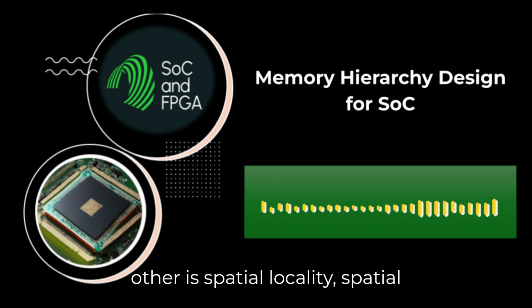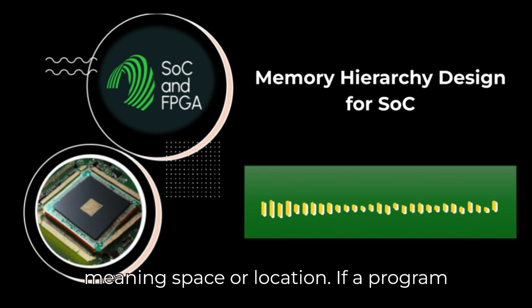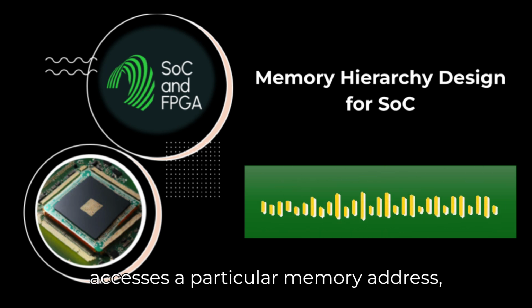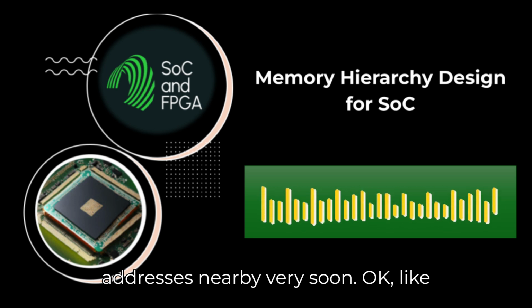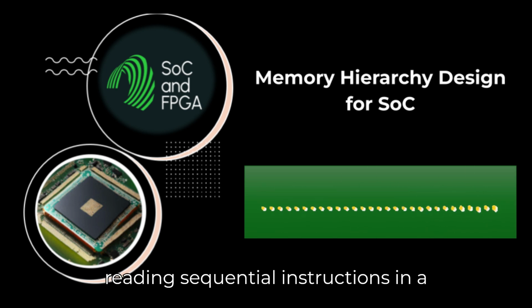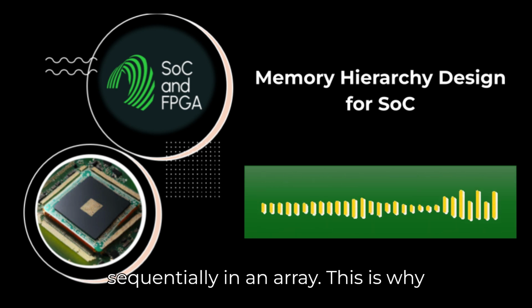And the other type? The other is spatial locality. Spatial meaning space or location. If a program accesses a particular memory address, it's highly likely to access other addresses nearby very soon. Okay, like reading sequential instructions in a program. Precisely. Or accessing elements sequentially in an array.